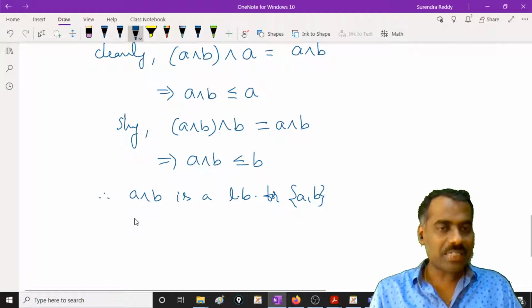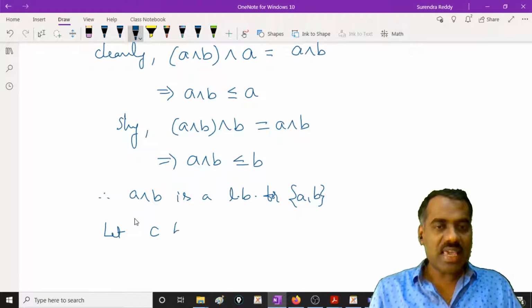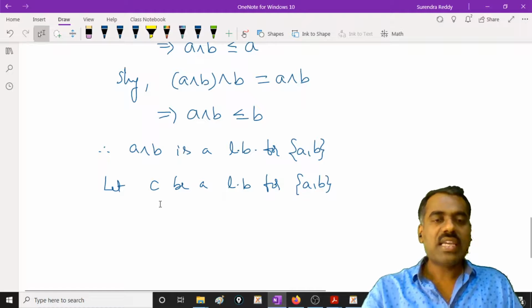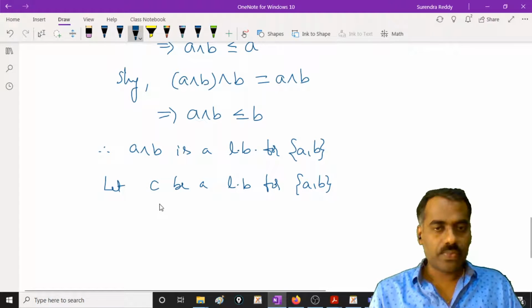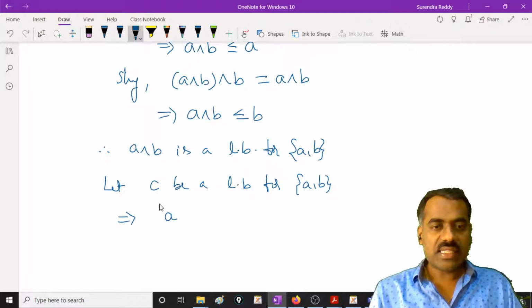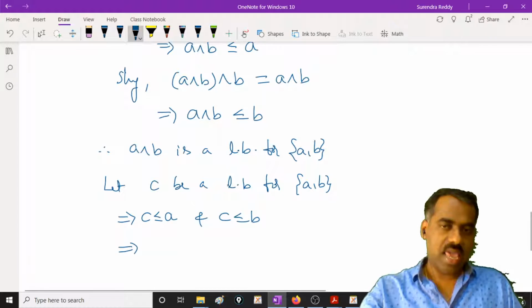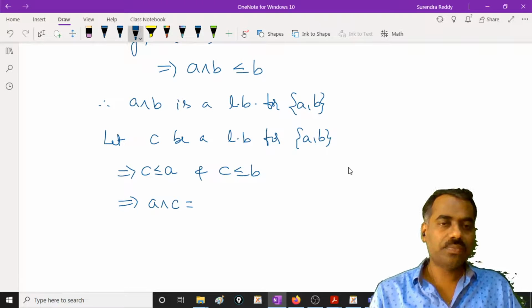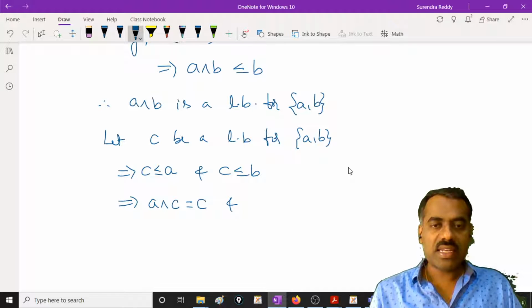To show something is greatest, what do you have to start with? Let C be a lower bound for this A comma B. Then we show that C is less than or equal to A meet B. Therefore, it will become the greatest lower bound. Are you following? If C is a lower bound, that means C is less than or equal to A and C is also less than or equal to B. Then using the relation in terms of meet, A meet C, or C meet A, whatever, is the same as the left hand side, C. And similarly, B meet C is C again.